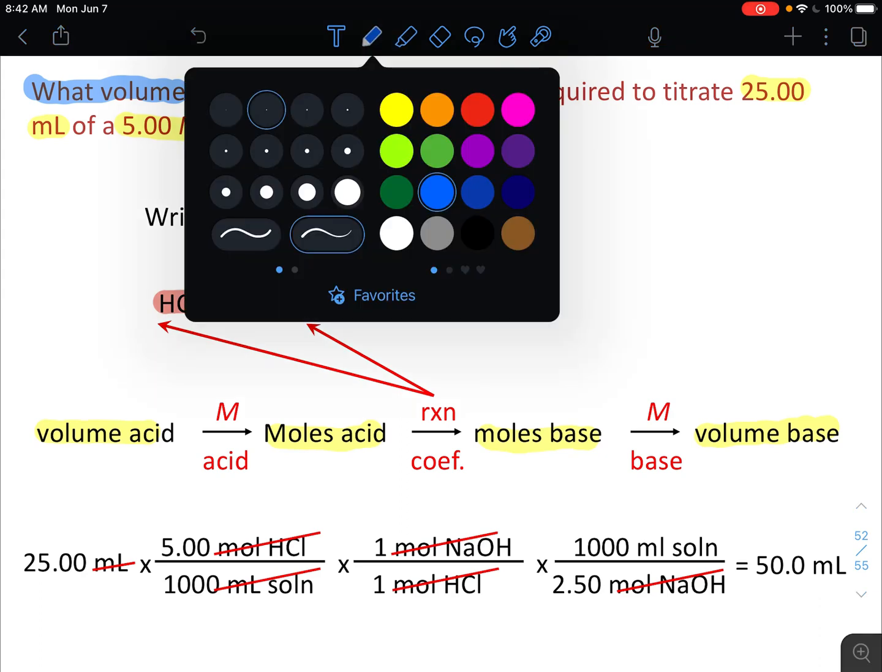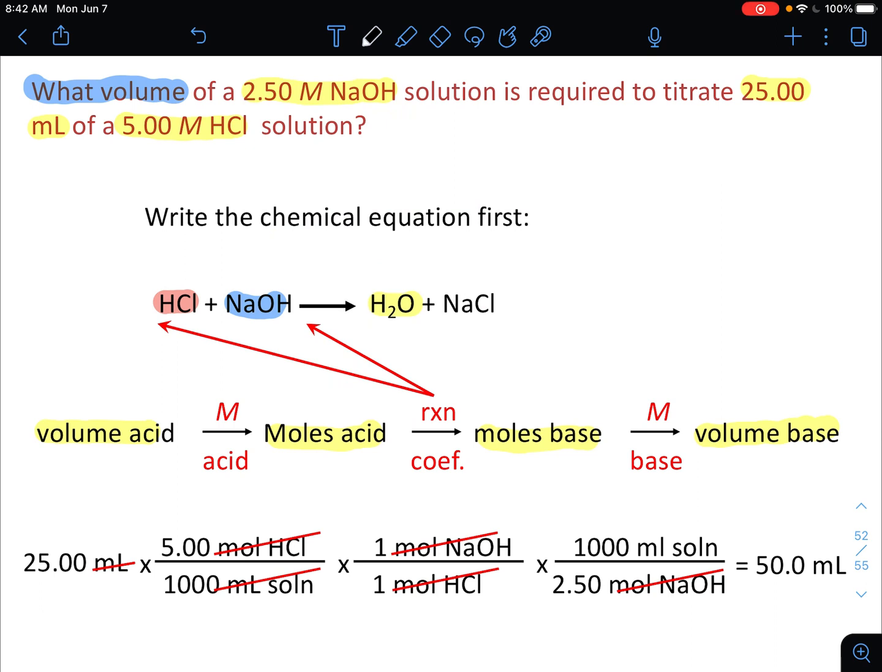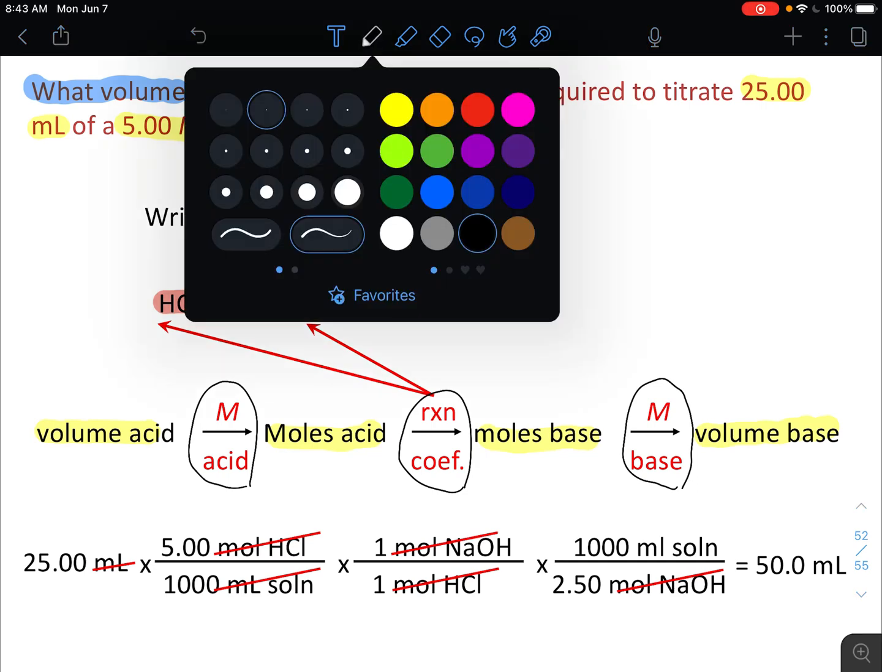So as we follow what we're doing here, we use the molarity of the acid to interconvert between volume of acid and moles of acid. We use the balanced equation, which provides us with a 1-to-1 ratio to get moles of base. And then we flip the molarity around now to go, rather than from volume to moles, from moles to volume. Okay, so let's walk through what we've got here.